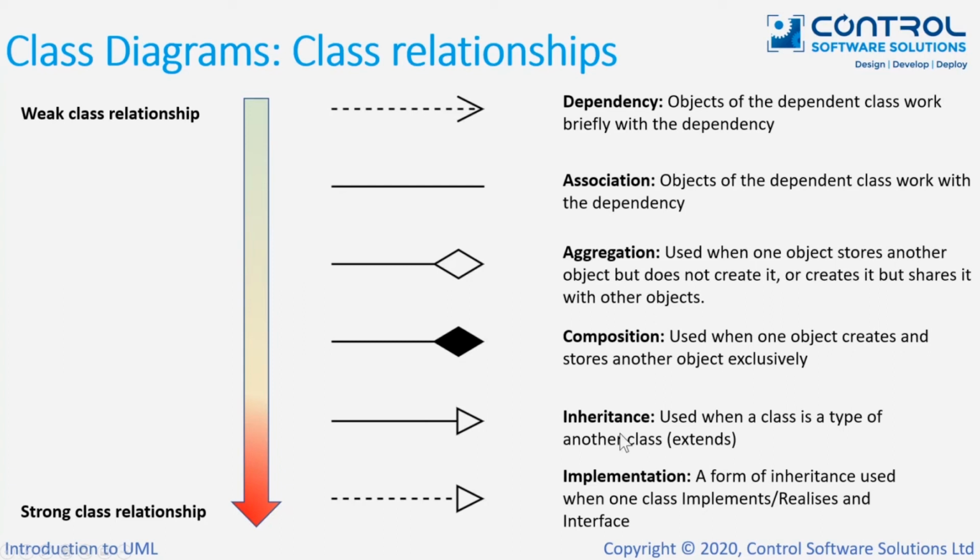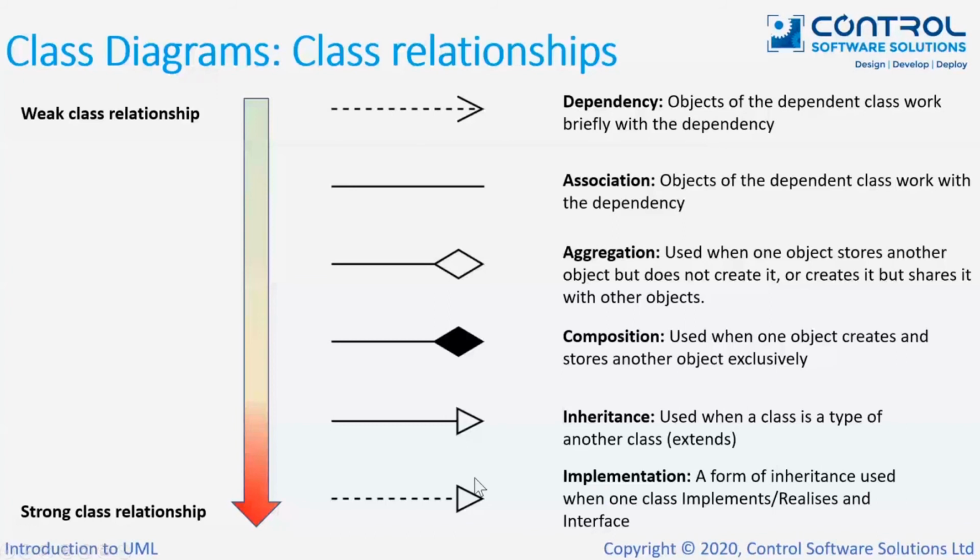It's used when one class is a type of another class and it extends that functionality. And then we've got a very similar one, which again is an inheritance, but it shows an implementation. Again, this is to do with interfaces, so I'll try not to talk too much about interfaces. But as you can see, as you go down, you've got a much, much stronger class relationship, from very weak at the top to very strong at the bottom.